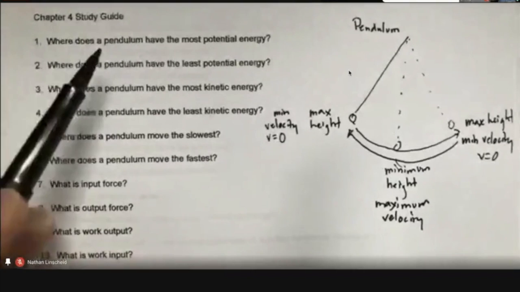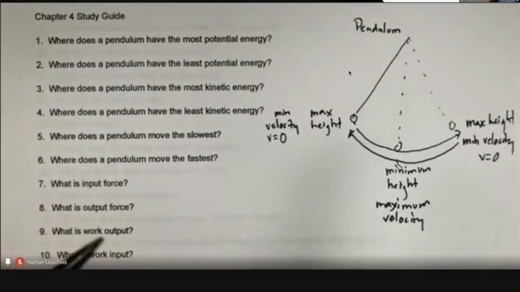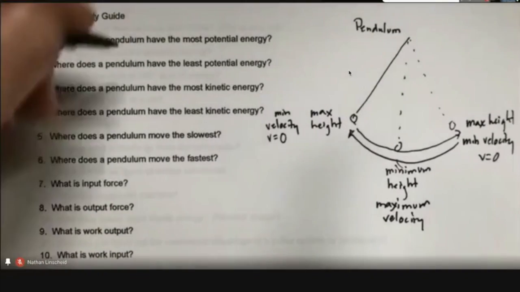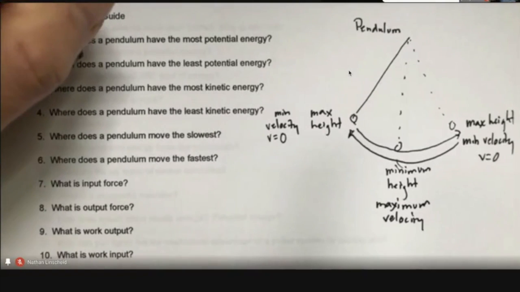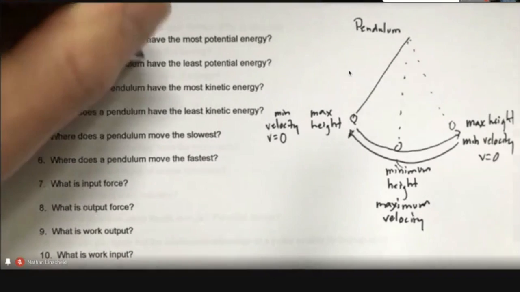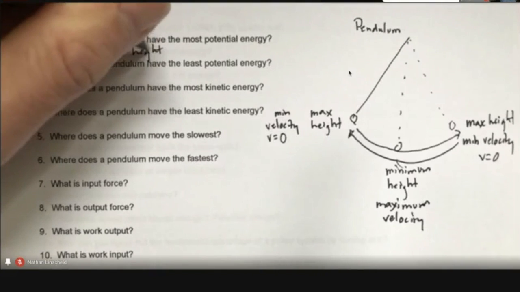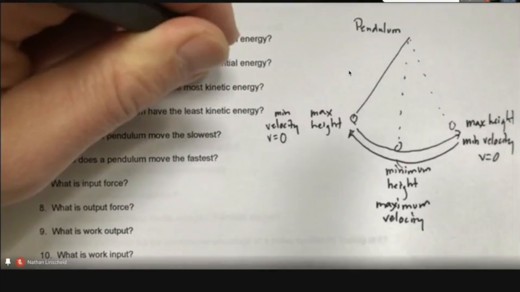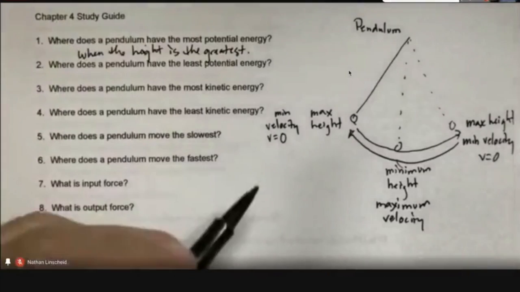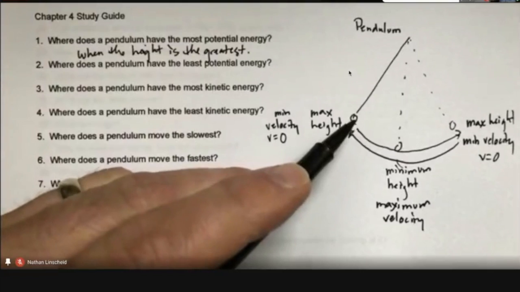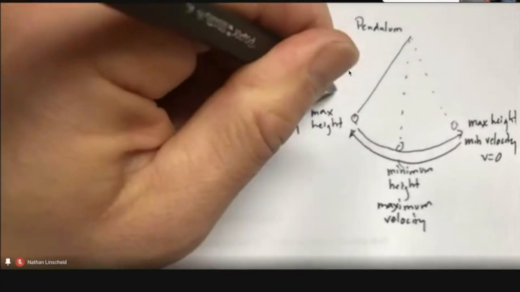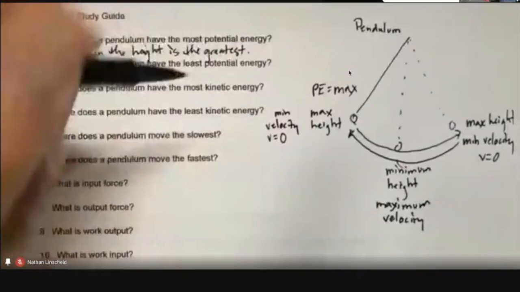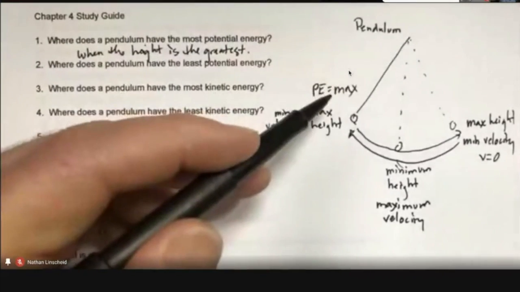So the first question says, where does a pendulum have the most potential energy? Well, it's going to have the most potential energy when the height is the greatest. Okay, so this is where you're going to have the maximum height, which means you're also going to have the maximum potential energy, the most that you can have. Okay, and the same is going to be true over here.